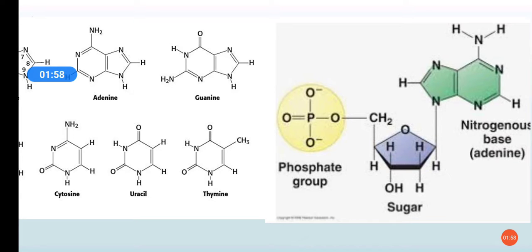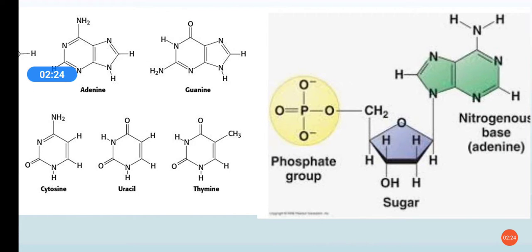If the nitrogenous base is a purine, it is attached through the 9th nitrogen of the purine base. If it is a pyrimidine, it is attached through the 1st nitrogen of the pyrimidine base. In this example it is a purine, so that is why it is attached to the N9 of the purine base.